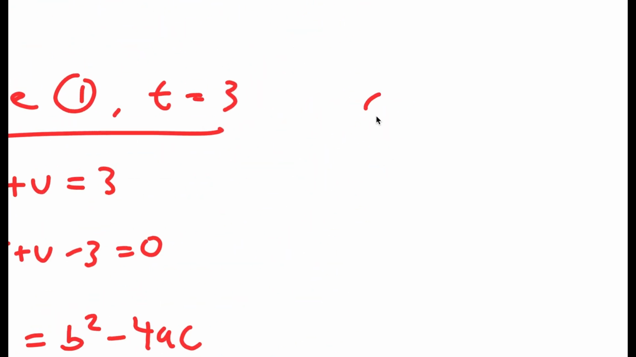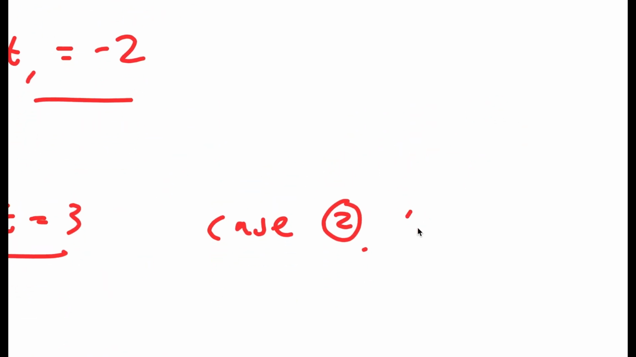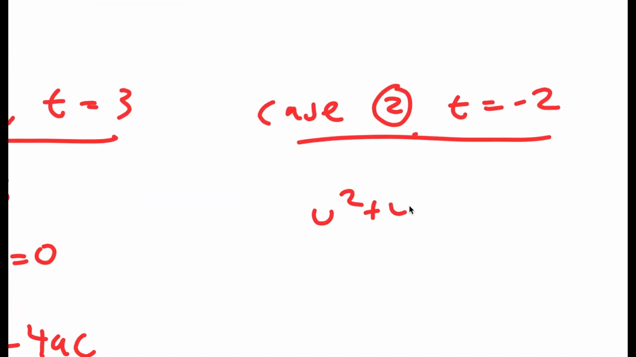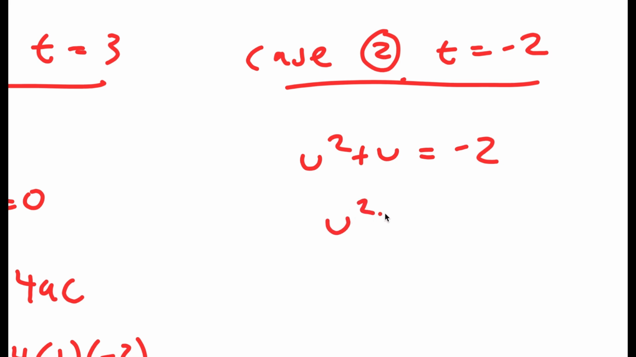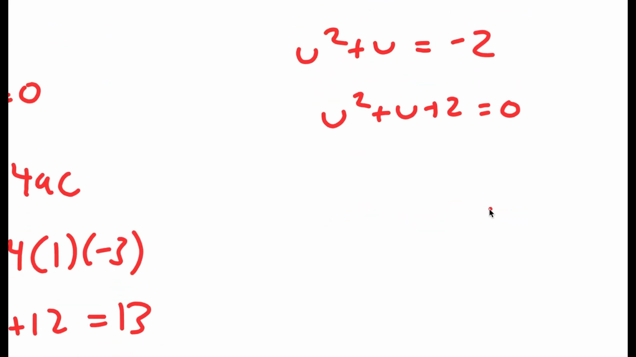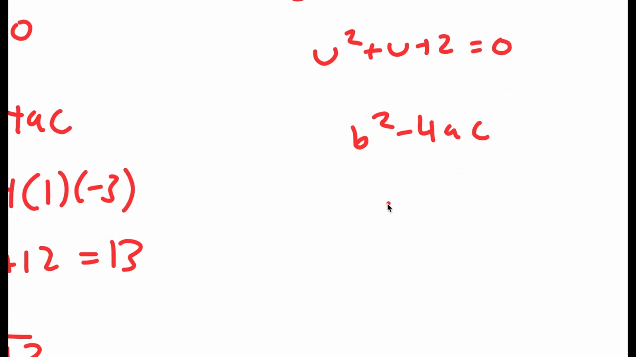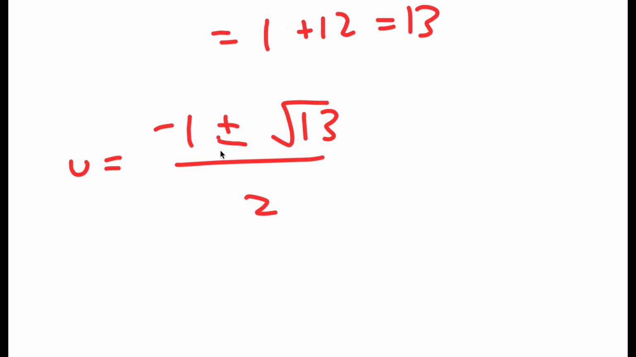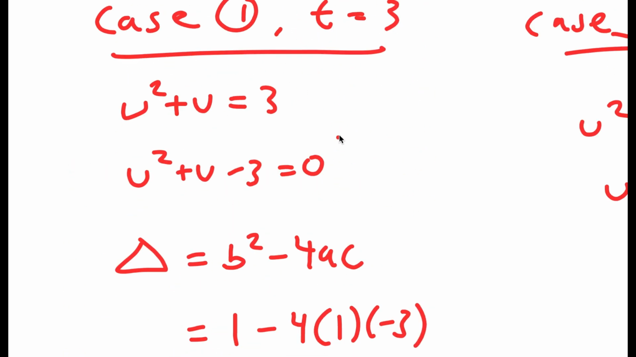And now for case 2, when t is equal to negative 2, I have u squared plus u is equal to negative 2, meaning u squared plus u plus 2 is equal to 0. And if you actually do b squared minus 4ac here, you get negative 7, meaning this isn't possible. So we're left with u is equal to negative 1 plus or minus the square root of 13 over 2.